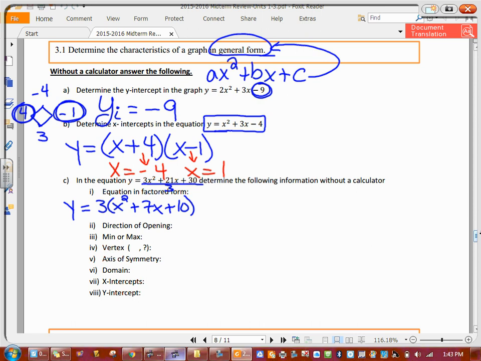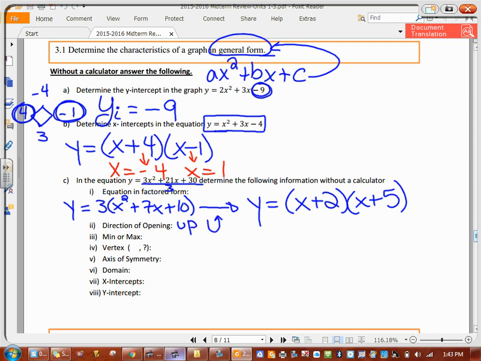The 3 does tell us something. The 3 is our a value, and the a value is going to tell us whether it is going up or down. So the 3 is positive, so which way is he pointing? The tails are pointing upwards. So the direction of opening is up. And the 3 also tells us whether he's narrow or wide. So what does the 3 tell us in this situation? He's narrow. Good. If the number's bigger than a 1, it's narrow.